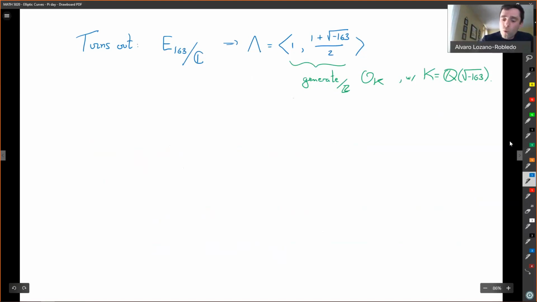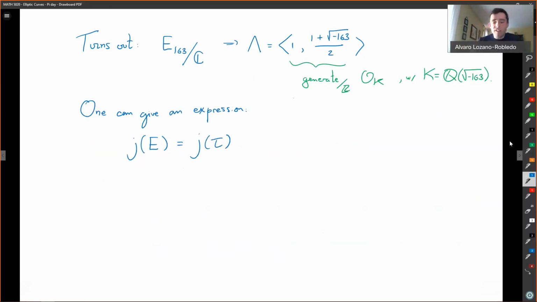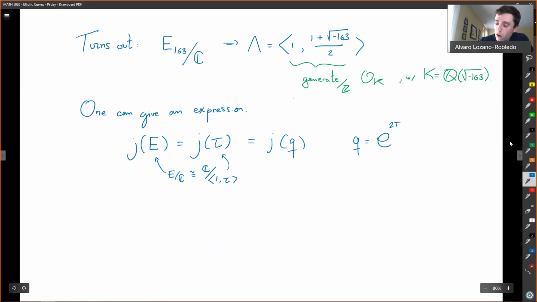So one can give an expression for the J invariant of an elliptic curve in terms of tau, which is the tau that corresponds to the elliptic curve over the complex numbers, corresponding to the lattice 1 comma tau, and that is the tau that you have to use there. Okay, and in fact, the expression only depends on what we call Q. It depends on Q, which is e to the 2 pi i tau.